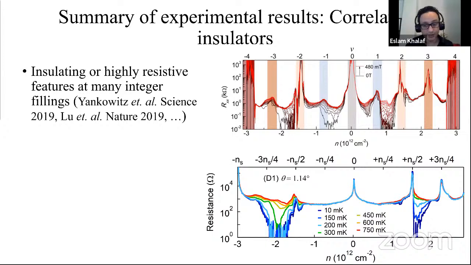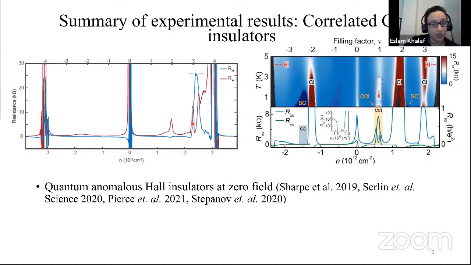Next, a very interesting observation that wasn't seen in the original work is that not only do you get these types of correlated insulators, but you also get correlated topological or Chern insulators. Another name for these is quantum anomalous Hall state. So these are states that have a quantized anomalous Hall conductance, R_xy. And this was first seen in an experiment by Andrea Young's group in Santa Barbara. You can see here that this value of R_xy goes to 25 kilo-ohm, which is roughly h over e squared.